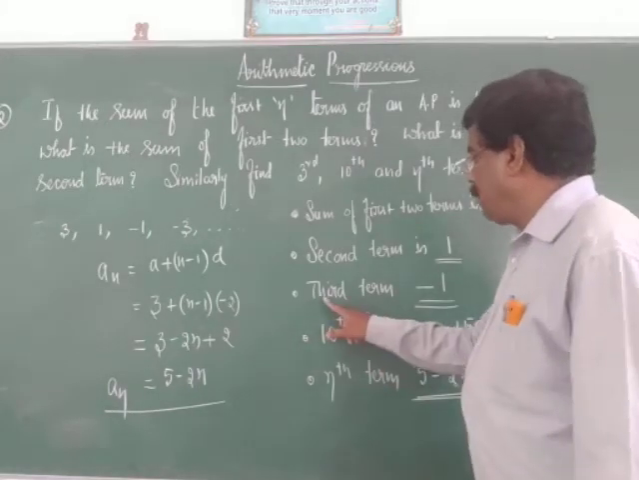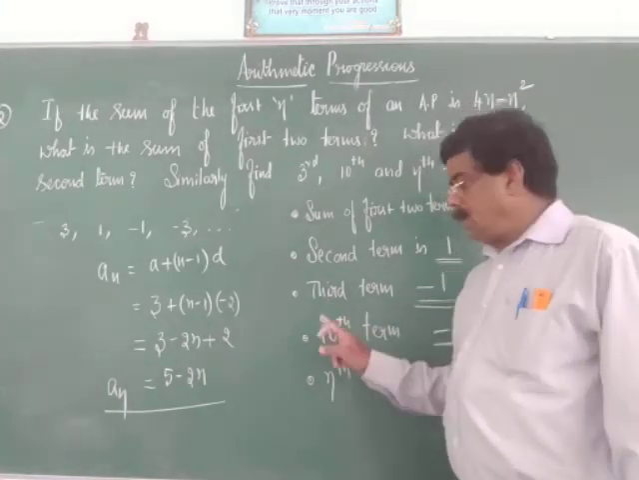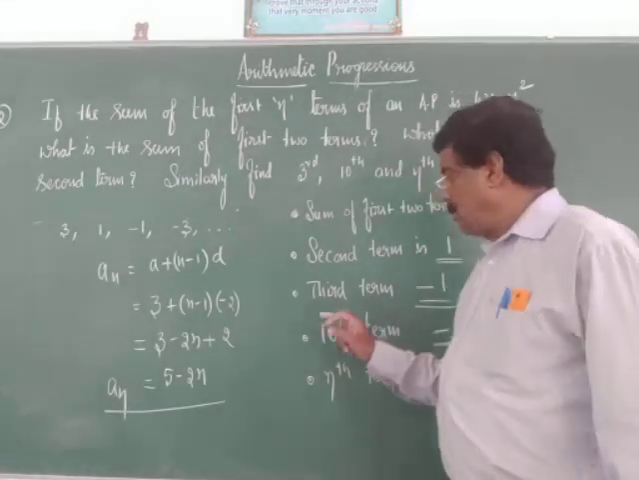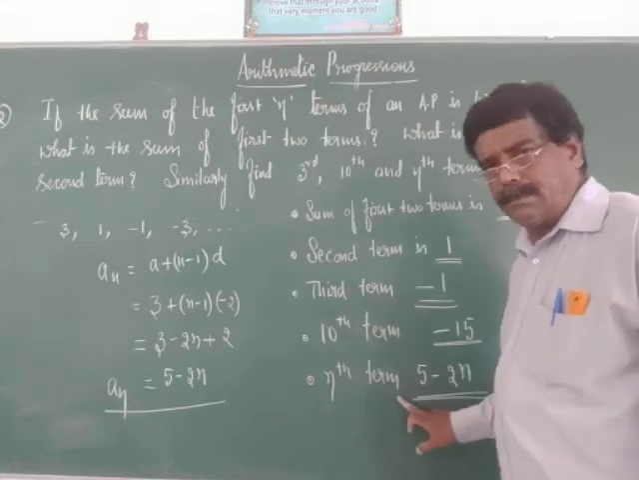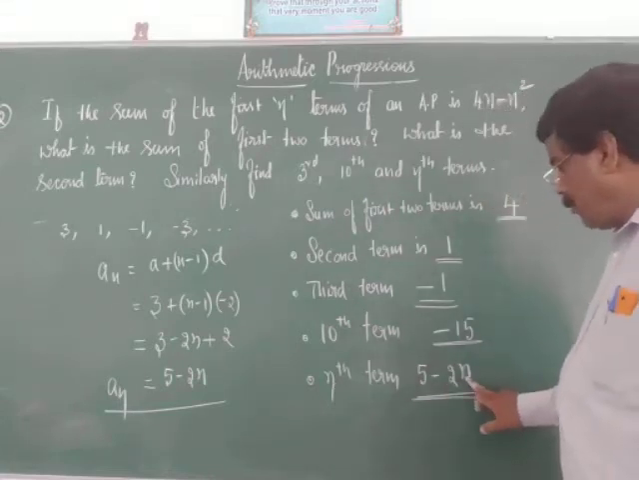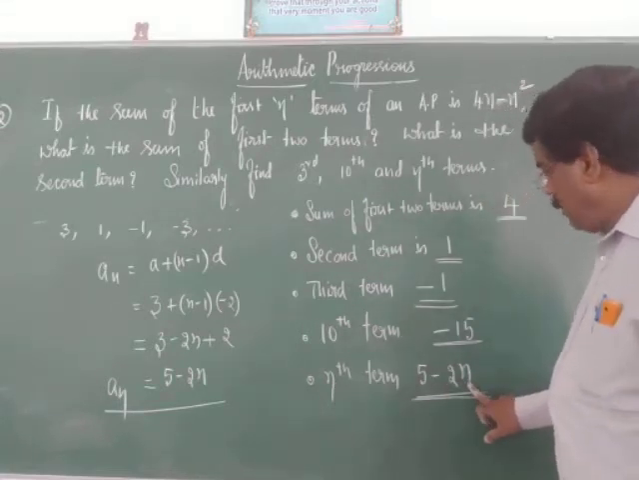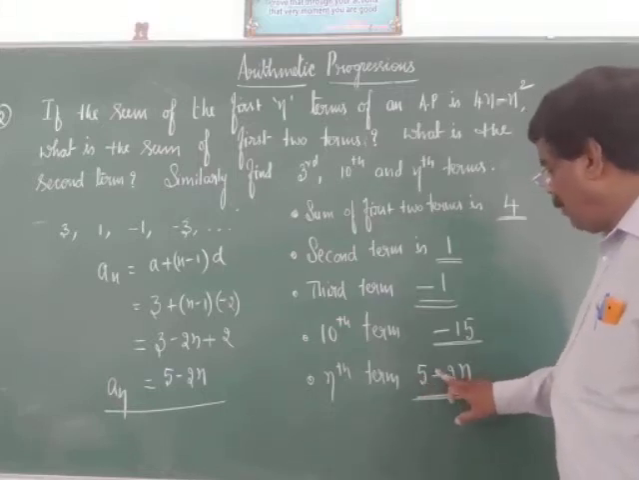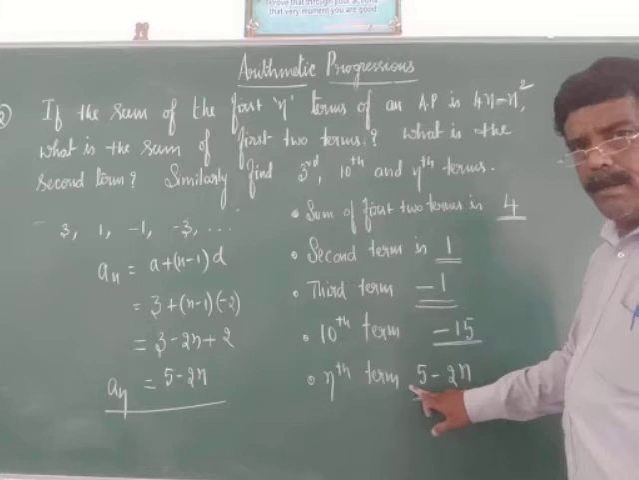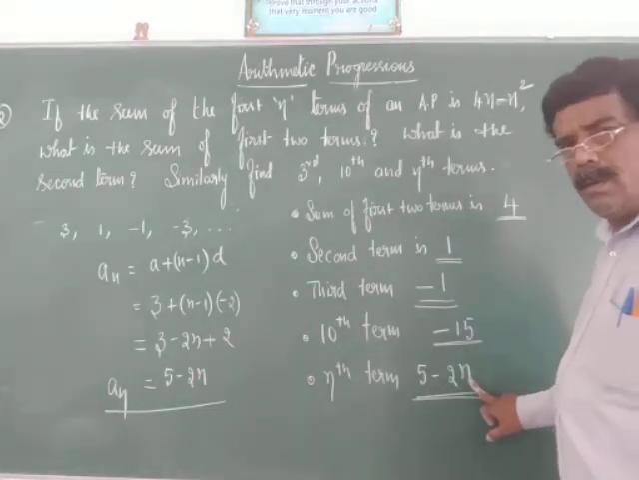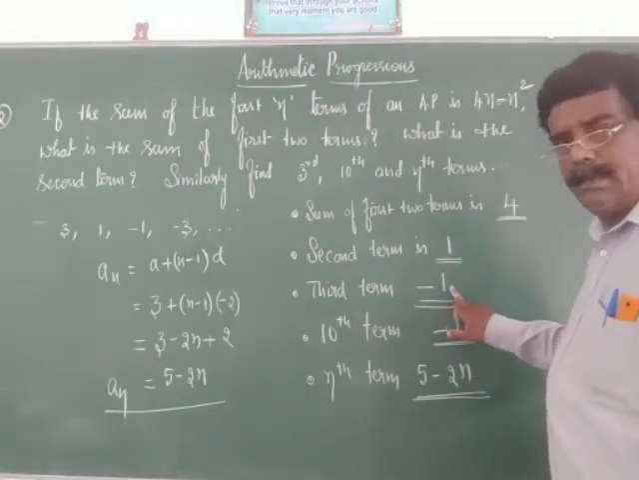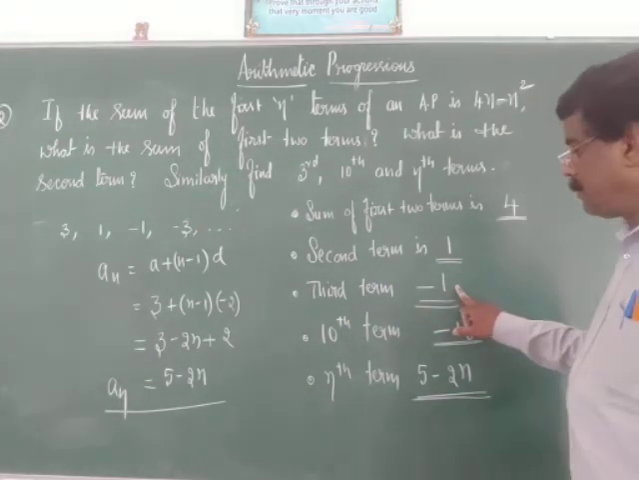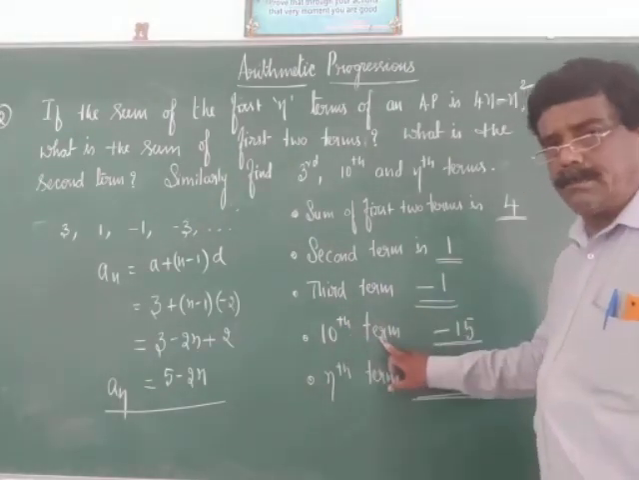Then similarly, let me come to the third term. Third term means n is 3. So here we have the nth term. In the place of n, if you substitute 3, you will be getting 2 times 3 is 6. Here we have 5. 5 minus 6 means it is minus 1, which is already here. The third term is minus 1. Again, this also tallies. Let us come to the 10th term.